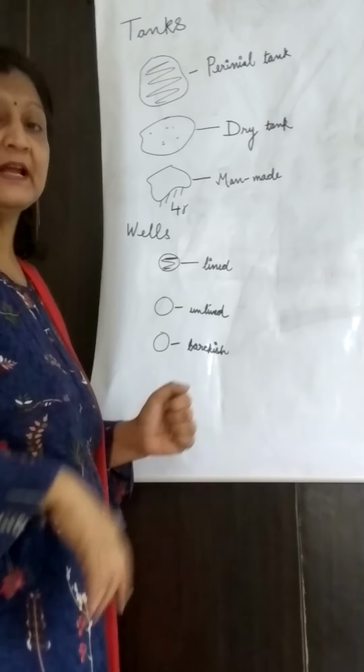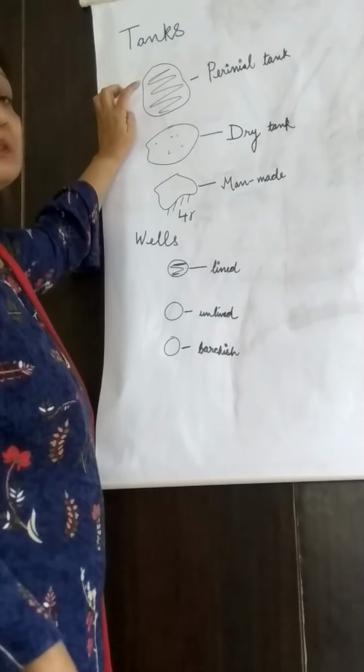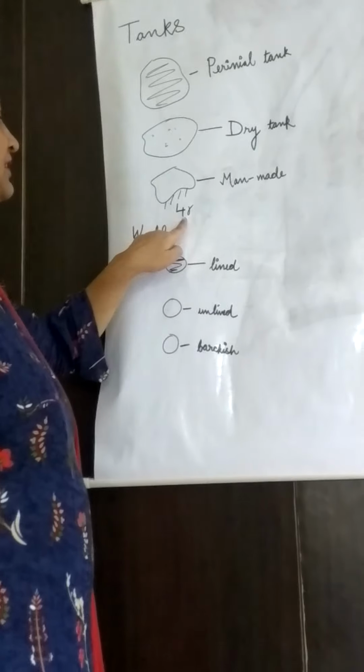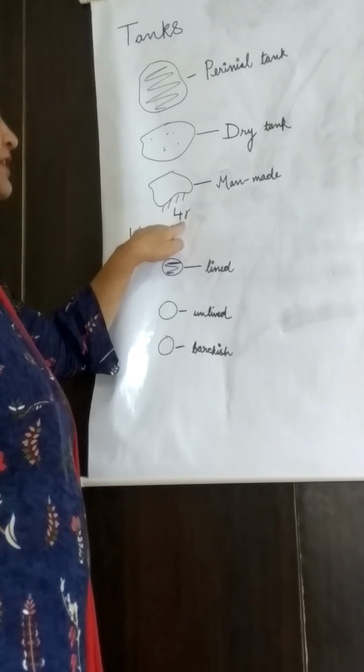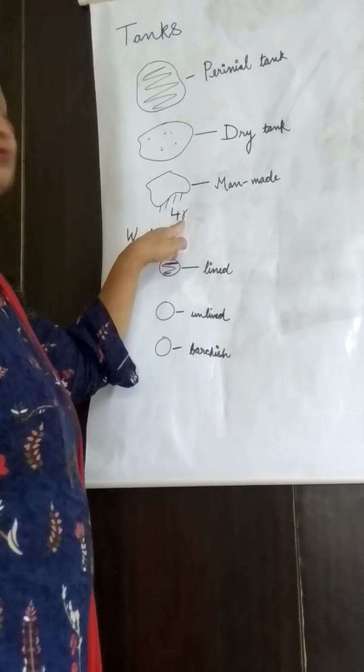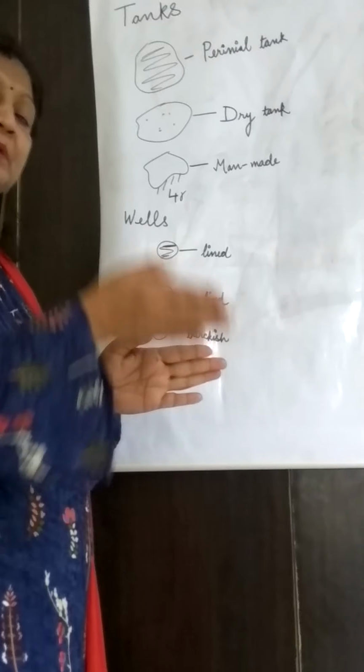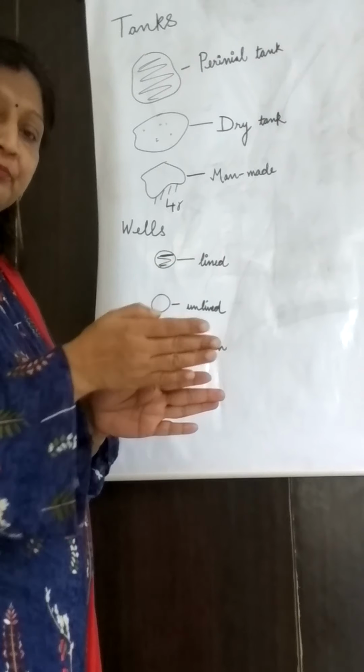So the three types of tank. If it is blue in color, it means a perennial tank. If it is white in color, it means a dry tank. And if it has the embankment, and if it is written 4R, it means man-made. This 4R means relative height. At the side, the embankment has a height of 4 meters.